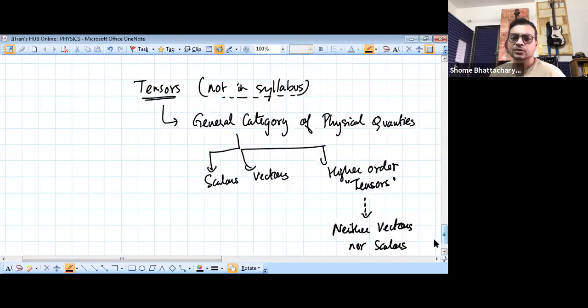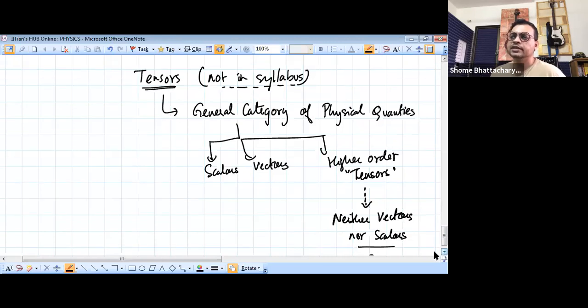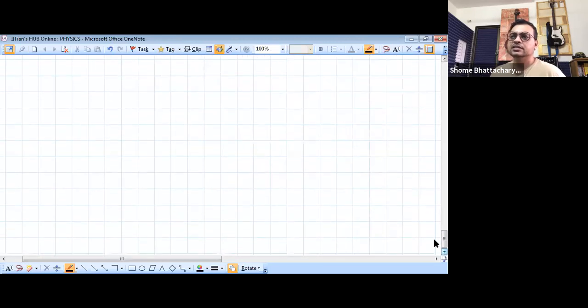And Didi, to answer your question, current can be treated as a higher order tensor, but in our study of physics, we will treat current as a scalar quantity. So, if somebody asks you as a class 11, 12 student, what is electric current? It is a scalar quantity. And the proof of that is very simple. Electric current.